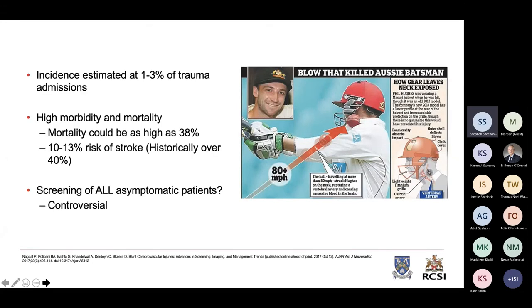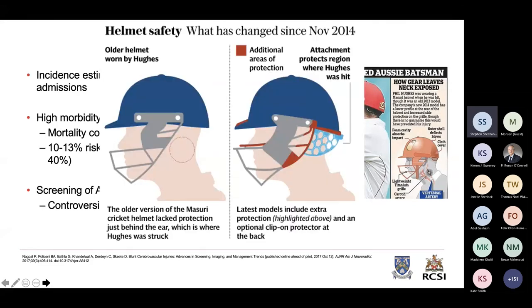He had a vertebral artery injury, a dissection, and a massive intracranial hemorrhage. Following this, there have been changes in the design of cricket helmets, offering more protection to the post-auricular and occipital area.